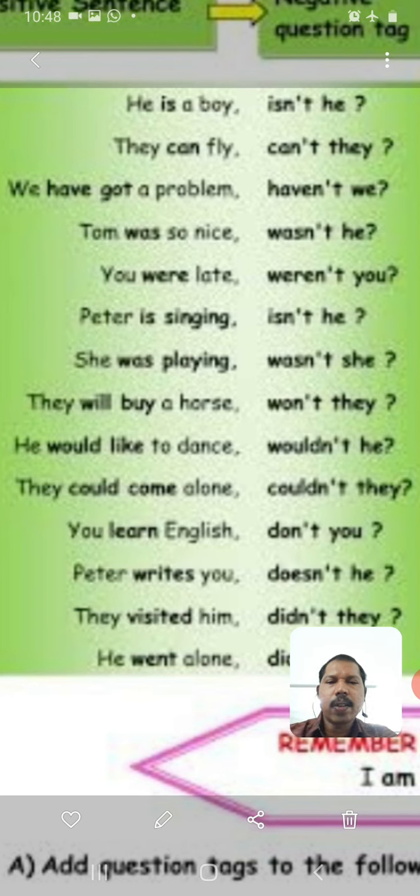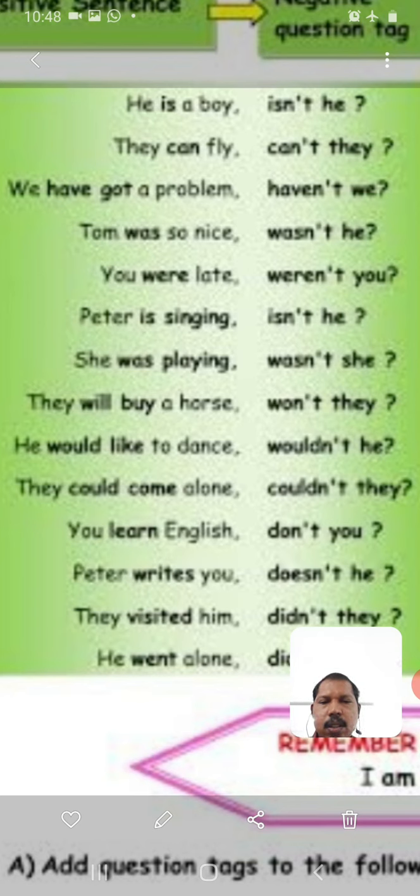Will, won't. Shall, shan't. Would, wouldn't. May, mayn't. Like that, we have to use the opposite of it. They will buy a horse, won't they? He would like to dance, wouldn't he? They could come alone, couldn't they?